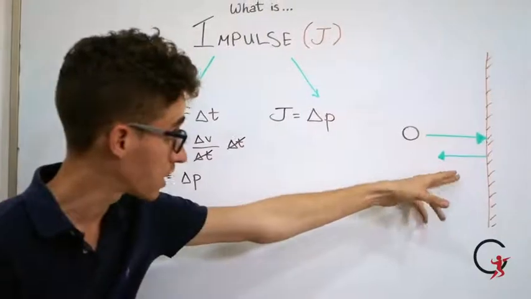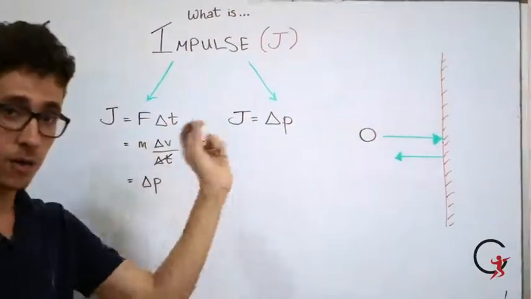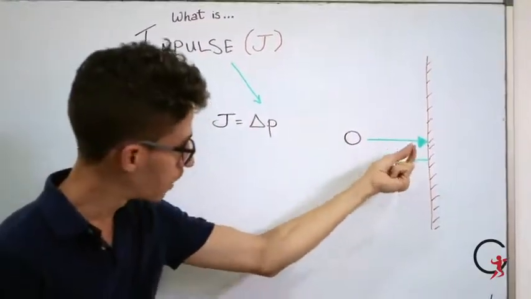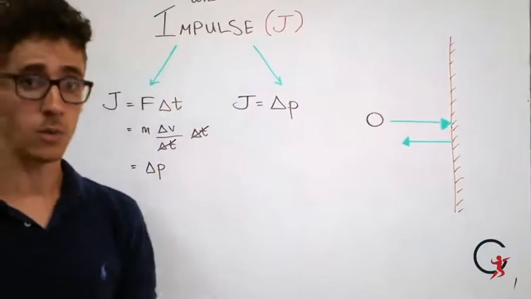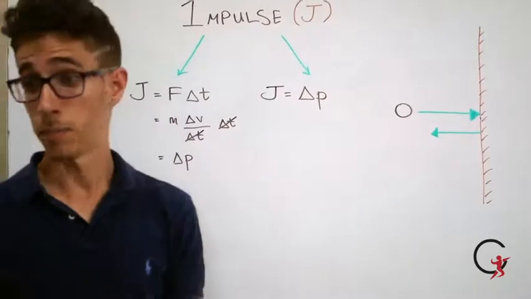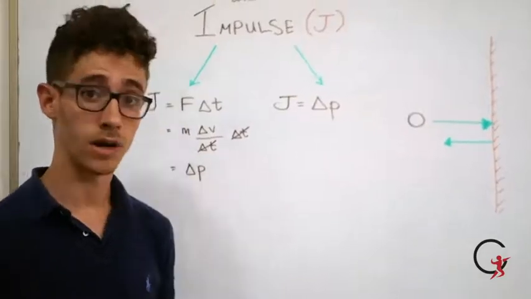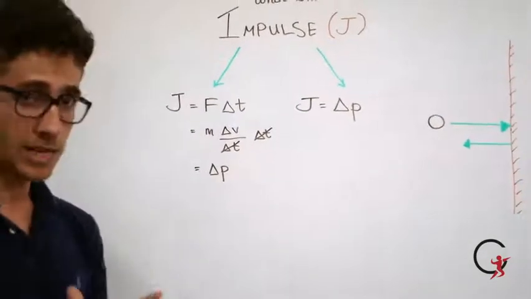Like, for example, right over here, if you have a ball bouncing off a wall, the time that the ball is actually in contact with the wall is very, very small. That is a situation where we would talk about impulse and a problem that you might find on a test or a homework. Last point, guys.